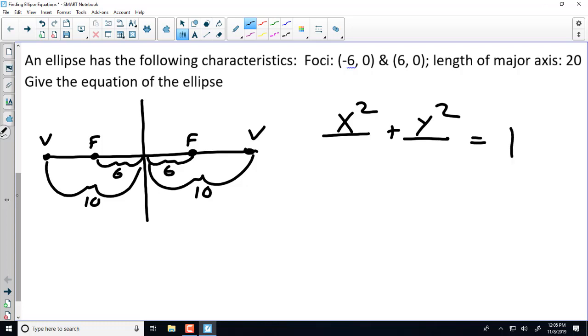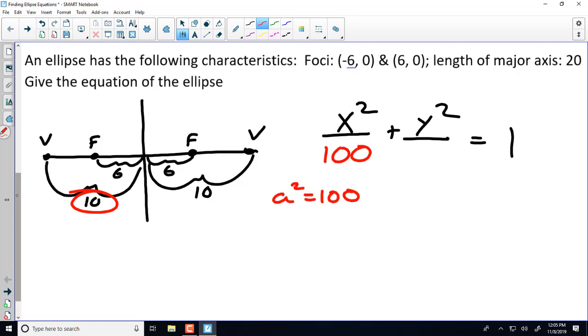So I actually know one of the numbers pretty quickly, and that is, since I'm going left and right 10 units to get to each vertex, that means this 10, because it's left and right, is the secret to the number under x squared. Since you're going left and right 10, you square that number, 100, and that goes under the x squared. And that's actually what we sometimes call a squared, the larger number.